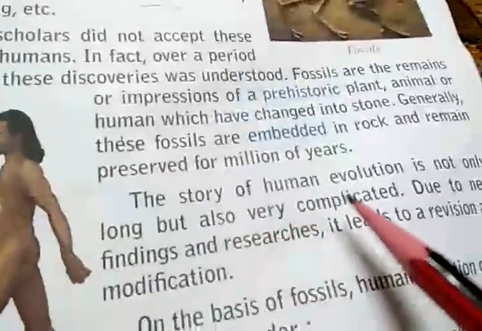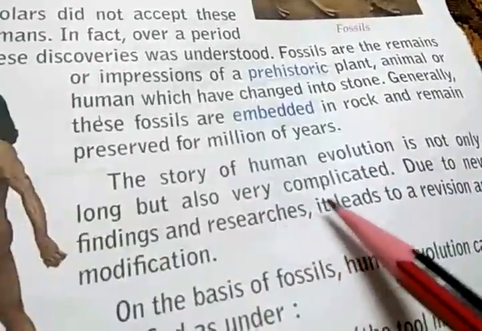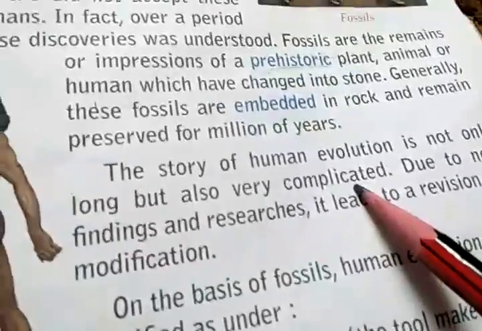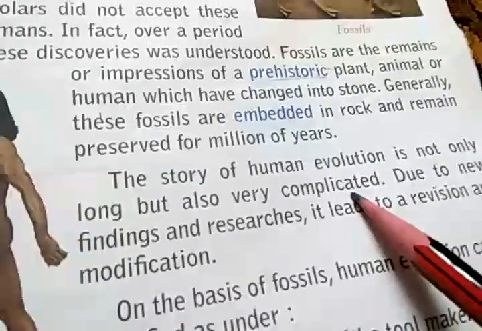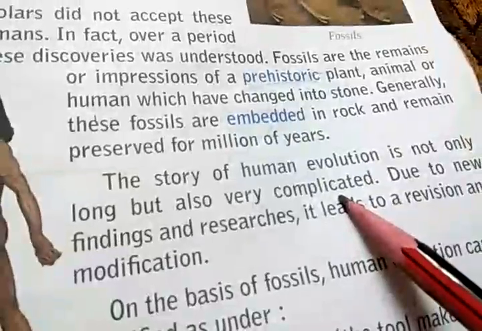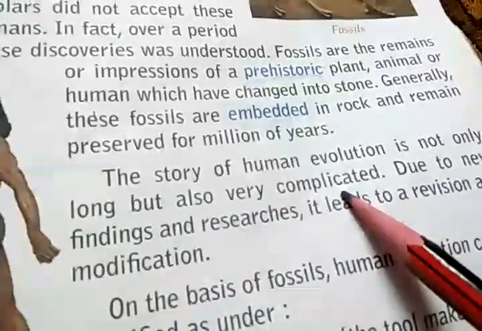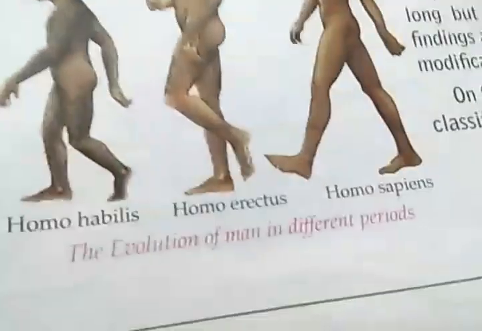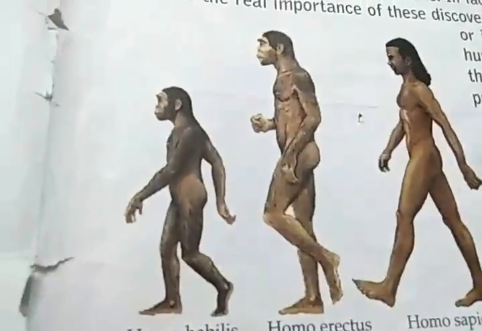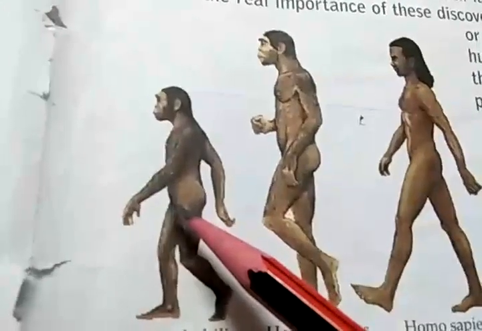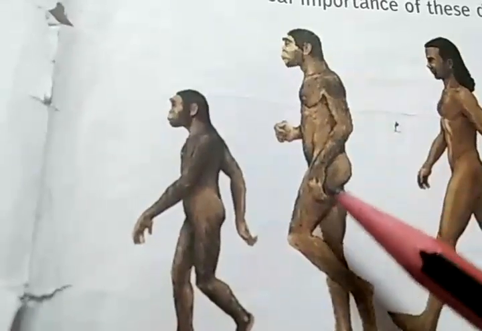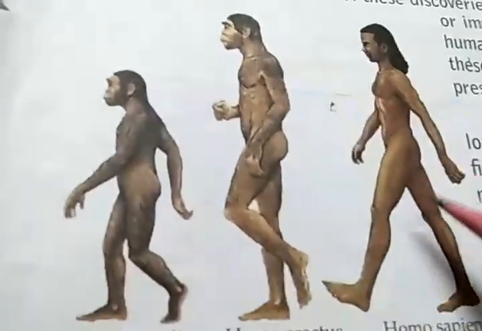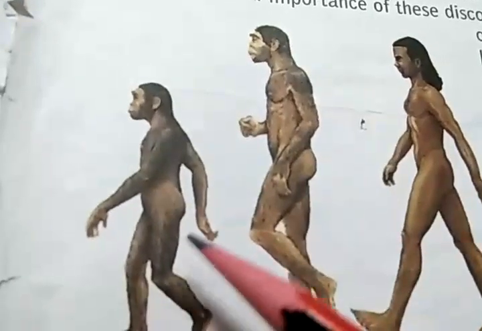So, the story of human evolution is not only long but also very complicated, because this evolution, as we studied, took place almost 5.6 million years ago. So, it's a long period. From that time onward, slowly and steadily, the humans evolved. Over here, you can see the pictures showing evolution of man in different periods. You can see that early man looked like this. Then slowly, after millions of years, the man appeared like this. And then present day man appears like this. So this is an evolution process.